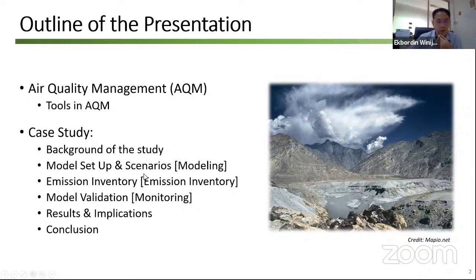Then I'll go to the scenario, which is going to be part of one tool that we're going to talk about, modeling. Then we're going to talk about the emission inventory that I use to put into this model. So we're going to talk about emission inventory, which is the second tool. And then we're going to talk about model validation, because after we run the model, the output of the model should be validated with the monitoring data. That's why the third tool in air quality management comes into place. So we have modeling, emission inventory, and also monitoring. After that, we're going to talk about some implications of the results from the model, and we'll go to the conclusion.